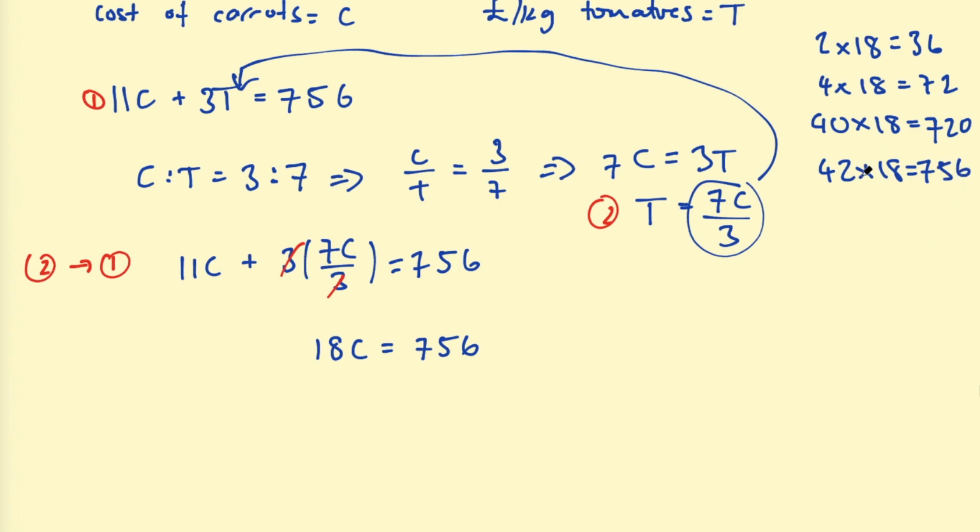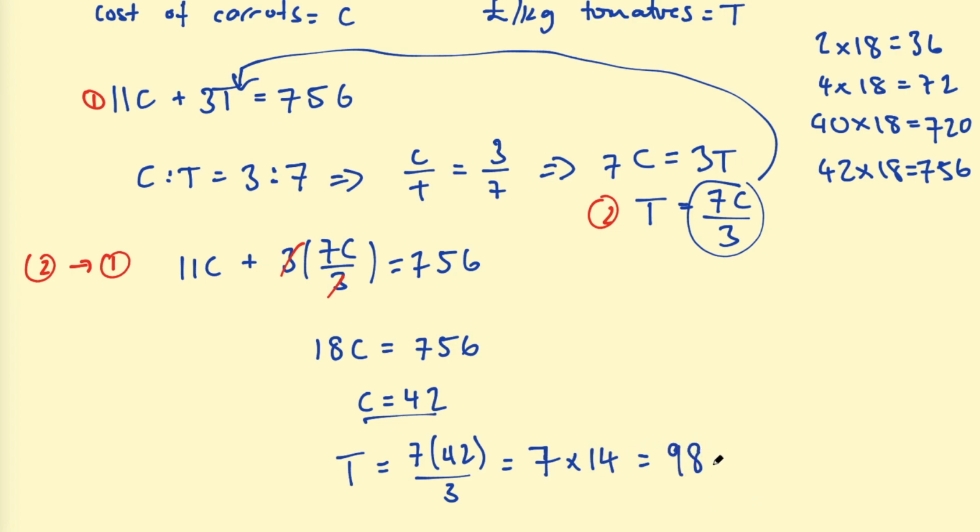Okay, so that's one way to think about these problems, thinking of the multiples of a number. Then I get C equal to 42 pence. Okay, so we have the cost of carrots already, and now we just need to plug that into this equation for T to find T. So we get T equal to 7 times 42 over 3. 42 divided by 3, well, 3 goes into 30 10 times, and then 4 more times to get to 42. So that's going to be 7 times 14, which is 70 plus 28, which is 98p.